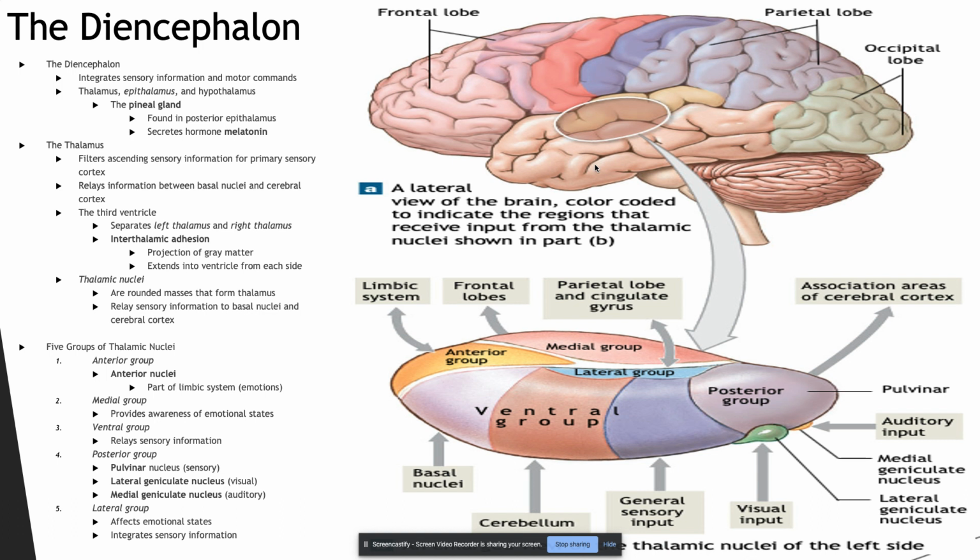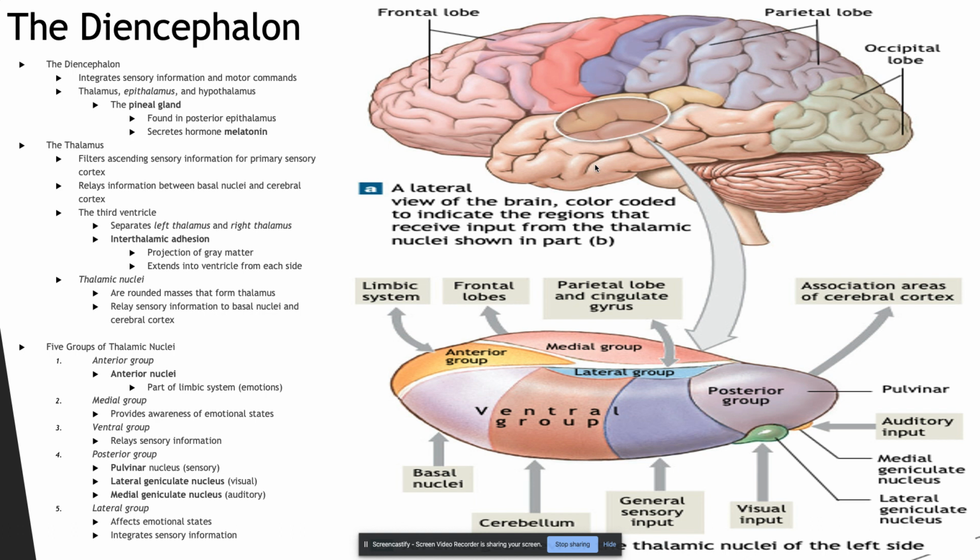So, some of the functions of the thalamic nuclei. The thalamic nuclei deal primarily with the relay of sensory information to the basal nuclei, the parts of the cerebrum that we'll discuss shortly, and the cerebral cortex. The five major groups of the thalamic nuclei are the anterior, the medial, the ventral, the posterior, and the lateral groups. The anterior group includes the anterior nuclei, which are part of the limbic system, and this system is involved with emotion and motivation.